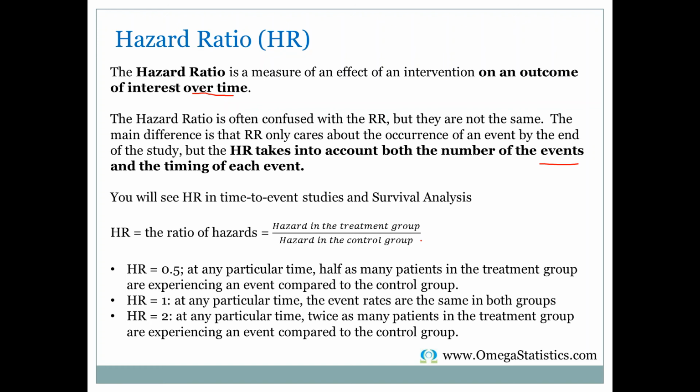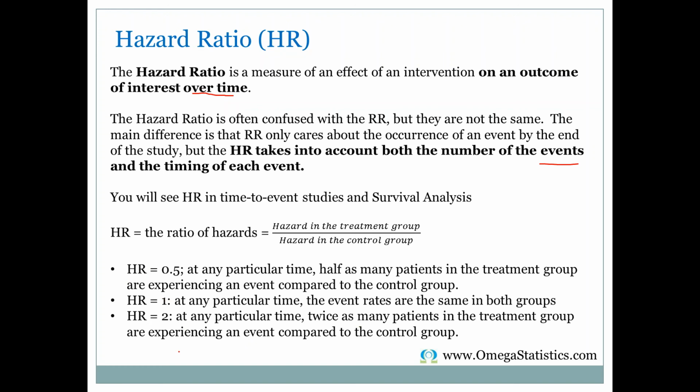Okay, a hazard ratio of 0.5 means that at any particular time, half as many patients in the treatment group are experiencing an event compared to the control group. Half as many, so that's actually pretty good. If it's 1, then at any particular time, the event rates are the same. And if you have a hazard ratio of 2, at any particular time, twice as many patients in the treatment group are experiencing an event compared to the control group. We don't want that. So we want our numbers to be less than 1. We want our treatment to be doing better than our control at any given point in time.